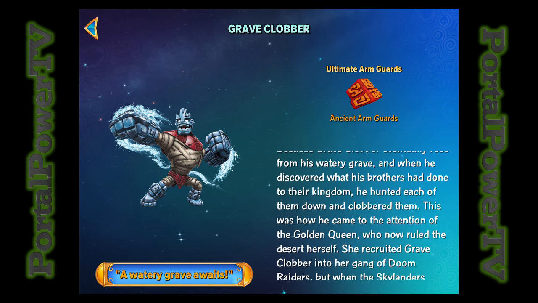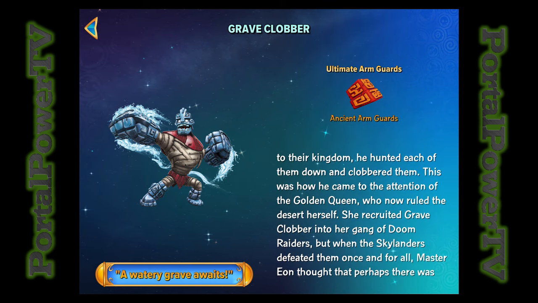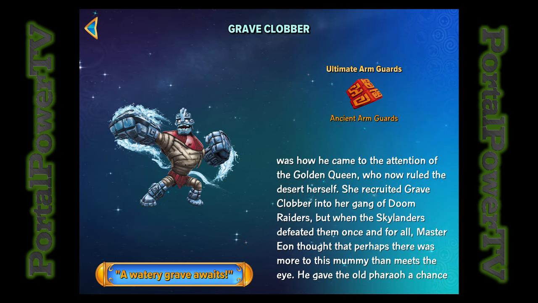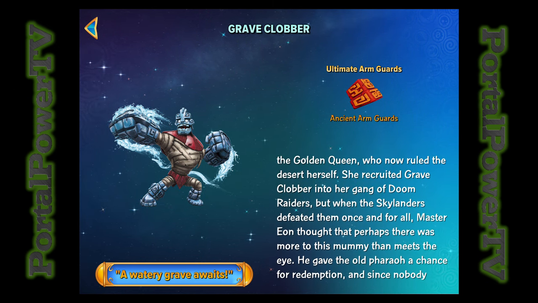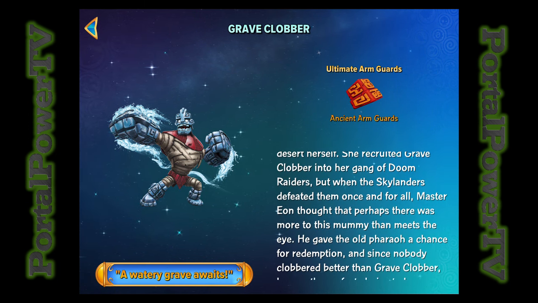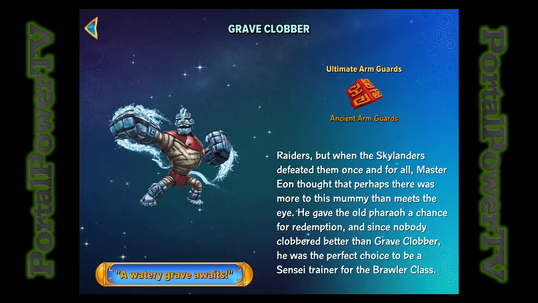This was how he came to the attention of the Golden Queen, who now ruled the desert herself. She recruited Grave Clobber into the gang of the Doom Raiders, but when the Skylanders defeated them once and for all, Master Eon thought that perhaps there was more to this mummy than meets the eye. He gave the old pharaoh a chance for redemption, and since nobody clobbered better than Grave Clobber, he was the perfect choice to be a Sensei trainer for the Brawler class. A watery grave awaits!